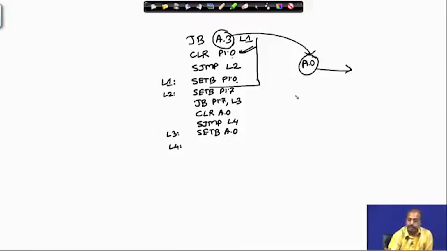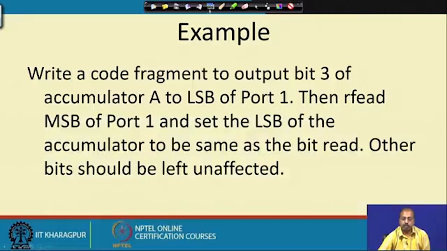The next part of the program was to read the MSB of port 1 and set the LSB of the accumulator accordingly. The first statement configured that MSB. The next part is reading the value of port 1.7. If the bit is set, it comes to L3, where it sets the accumulator's LSB. If the bit is not set, then it is clearing the LSB of the accumulator. This way this program can be used for doing the necessary job, whatever we have asked for in the problem. So, next we will look into another example program.